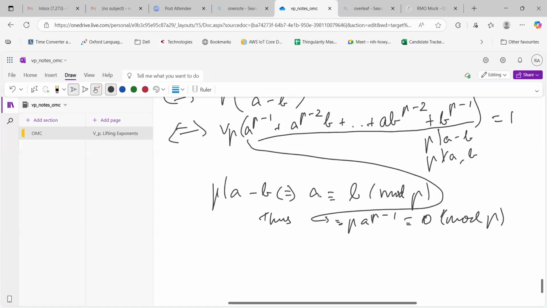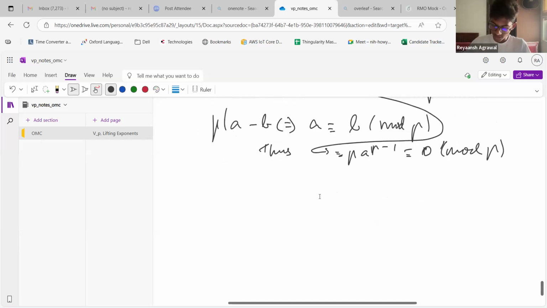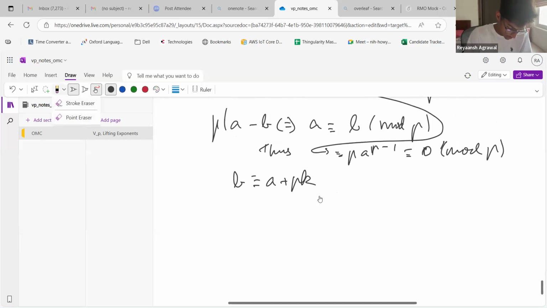Ideas? If it is divisible by P square, then we would have A^(P-1) is also divisible by P, right? No. We already know that P does not divide A, so A^(P-1) cannot be divisible by P. No, the idea is that A is congruent to B mod P, right? So you write B is congruent to A plus PK. Or in fact, B is equal to A plus PK.